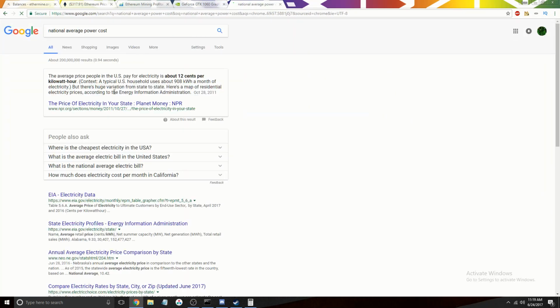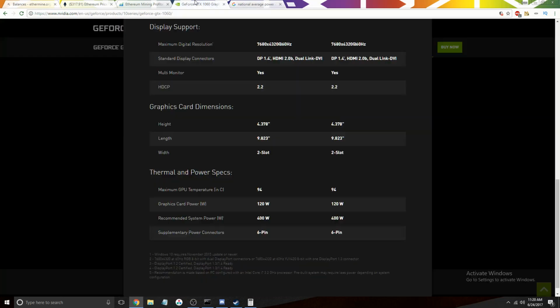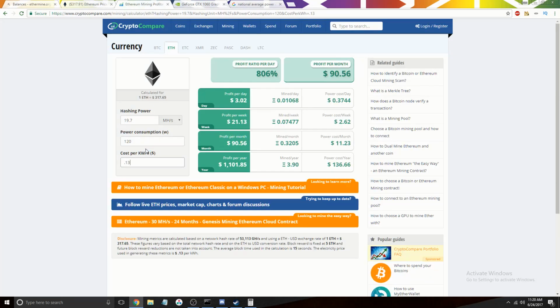So if we look at the average power cost, it's about 12 cents. So now if we enter in 12 cents, that's fairly cheap. So you're still making quite a bit of money, but if you live in a place like where I do, where you only pay about 6 cents a kilowatt, you're going to make quite a bit more. Like, I think Washington has fairly cheap power, so, you know.